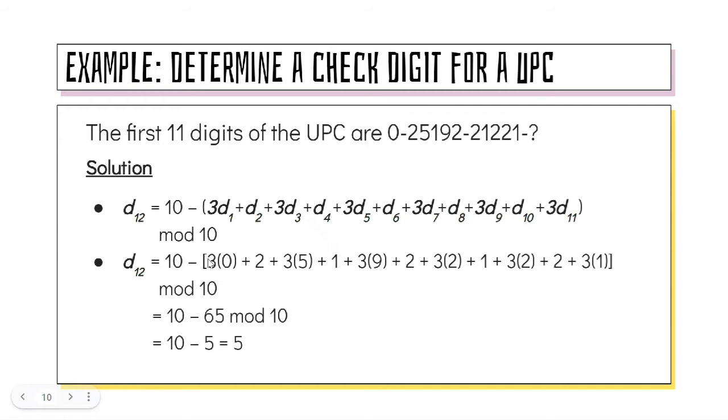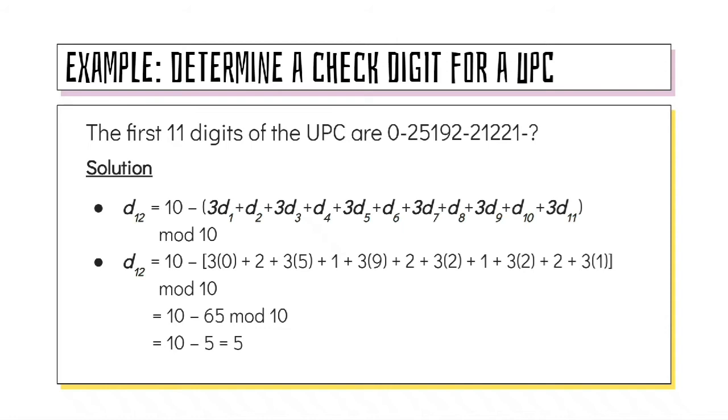So, adding it all here, class, we come up with 65. Use your calculators. 3 times 0 is 0 plus 2 plus 15 plus 1 plus 27 plus 2 plus 6 plus 1 plus 6 plus 2 and plus 3. It is equal to 65 mod 10. And again, if we solve this, we divide 65 by 10. So 65 divided by 10, the whole number is 6.